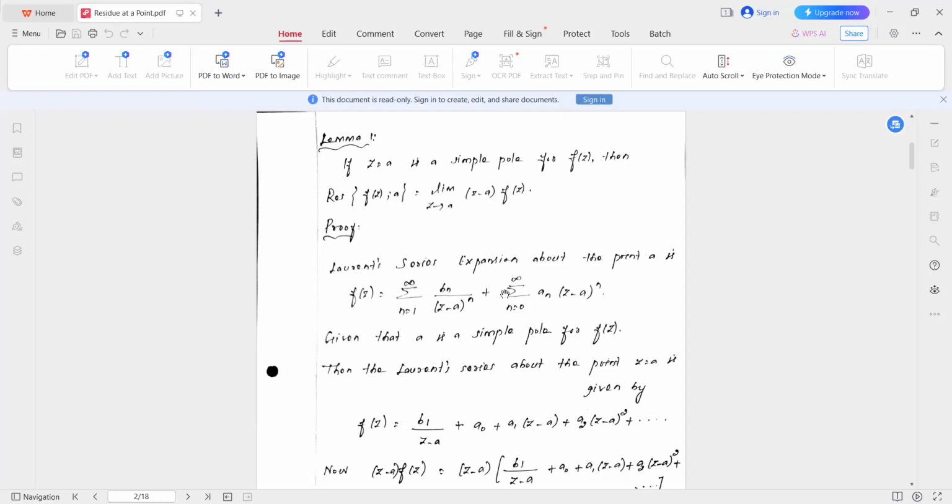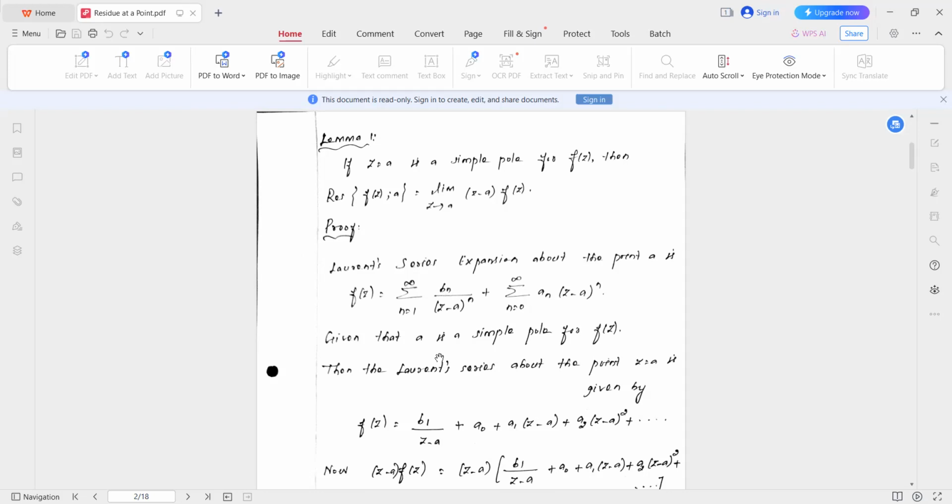So with the help of these 4 formulas, we can easily find out the residue of the function at the point. Okay, so first lemma is, if z equal to a is a simple pole for f of z, then residue of f of z at the point a is equal to limit z tends to a, z minus a into f of z.